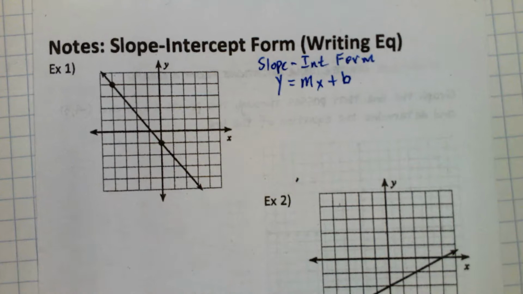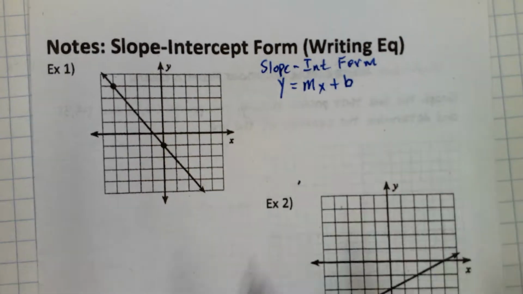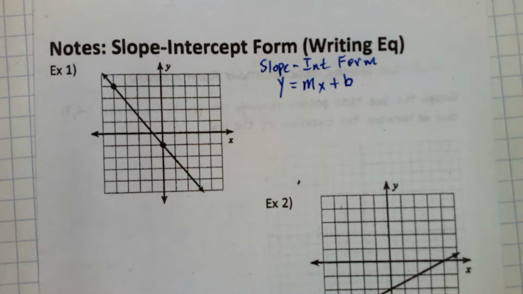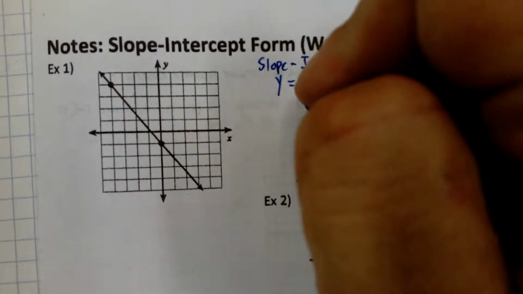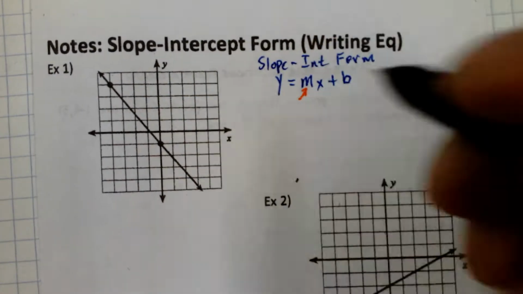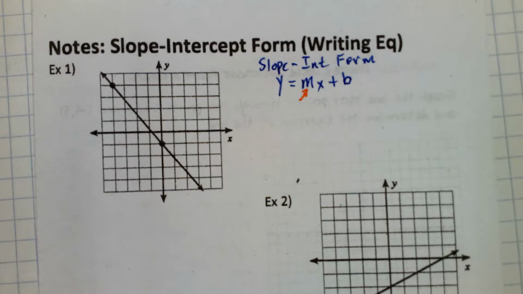And there's two parts of the equation that we just leave the same, y and x. Those always stay y and x. But the m portion, can someone tell me what m represents in this equation? Slope.